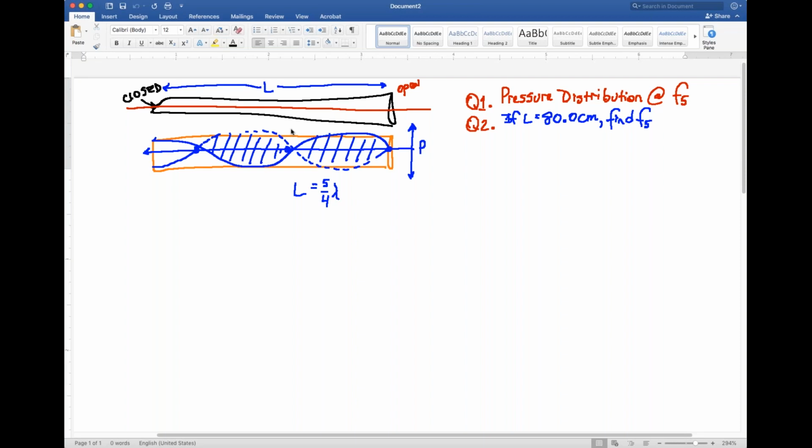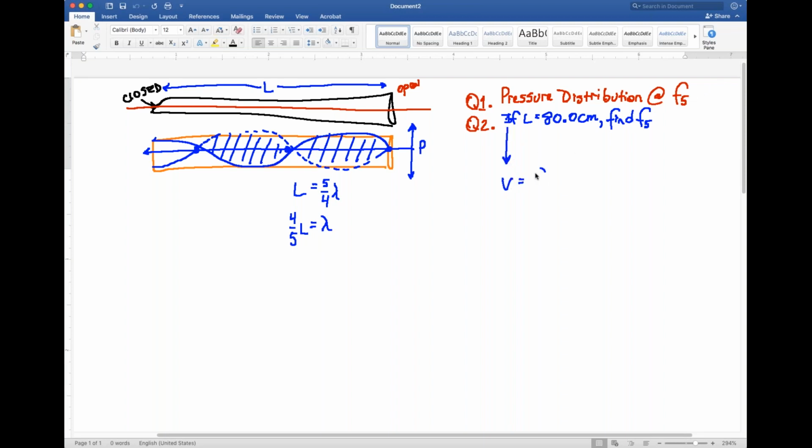Hopefully you remember when we had standing waves on strings and we hit that with a strobe light. And then we have finally 1/4 of a wave. So we can say then that 4/5 the length of the tube is equal to 1 wavelength. So there's the answer to part one, drawing the pressure distribution at the fifth harmonic frequency.